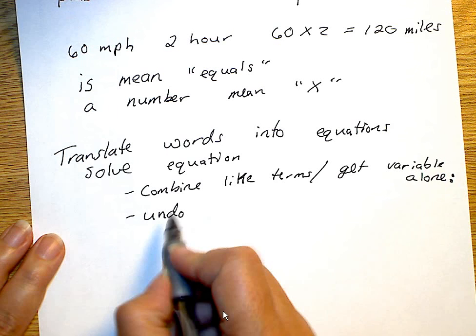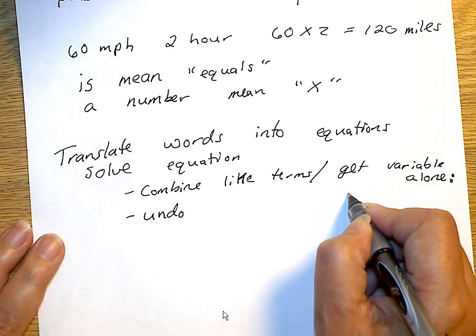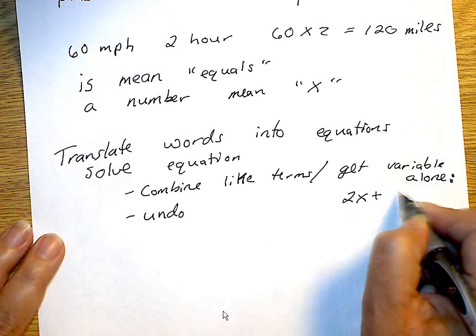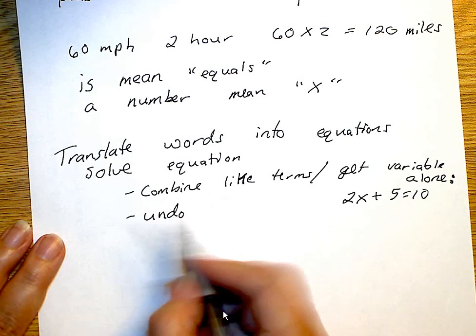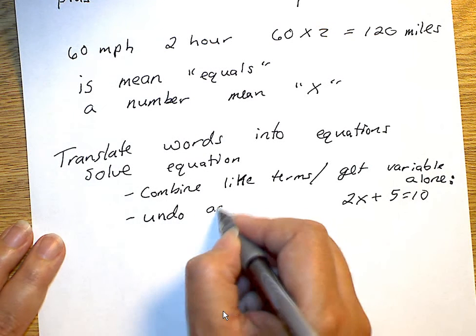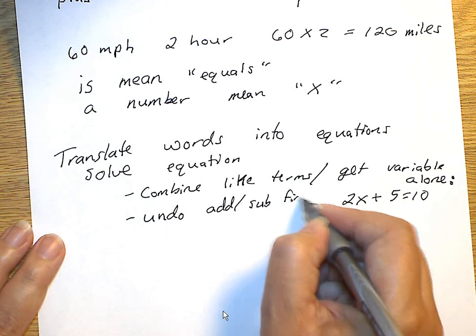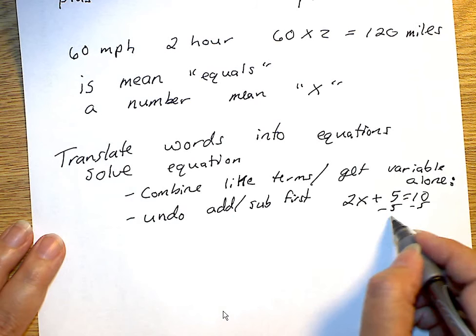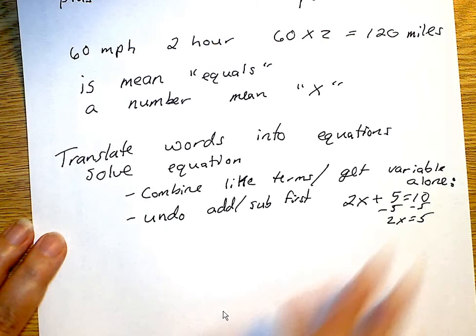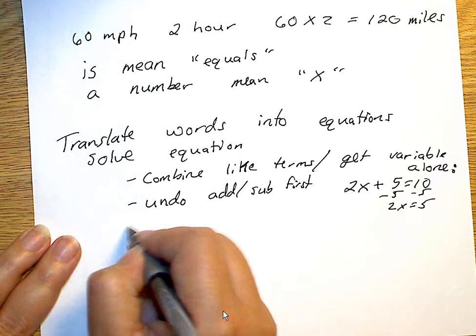Okay, if you're factoring, but say I had a problem over here. If we were going to solve 2x plus 5 is equal to 10, what's my first step? Subtract 5. So when you're undoing it, remember you always do adding and subtracting first. After we subtract our 5, we'd have 2x is equal to 5. Then we would do our division and multiplication.